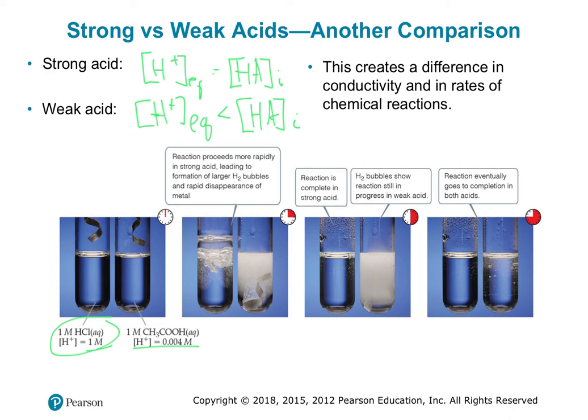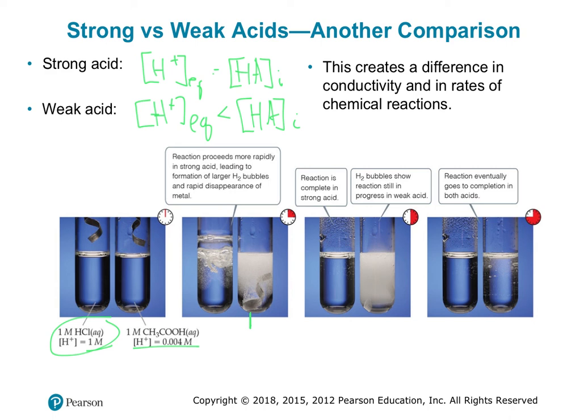So when we look at this example of our acid dissolving a metal, we see that our weak acid, or acetic acid, is taking a really long time to break down that metal and to react.